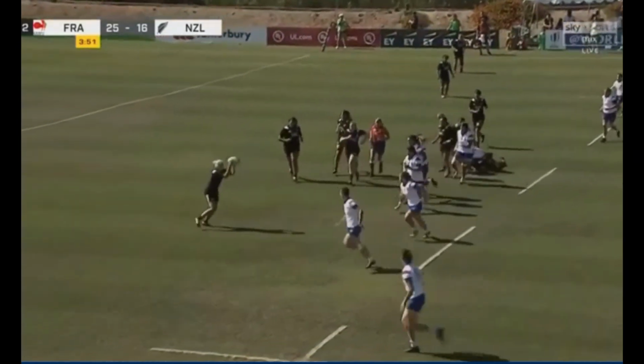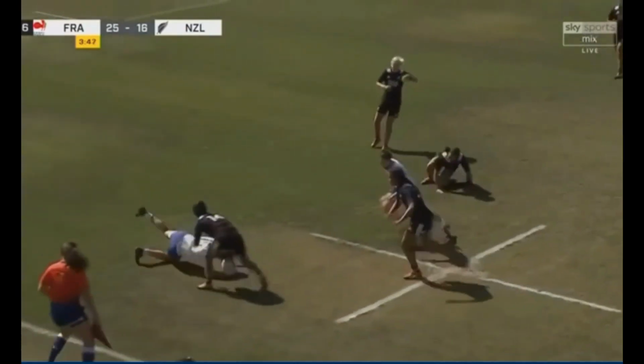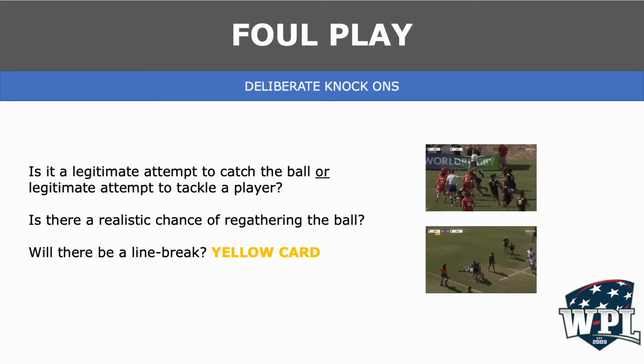So the question that the referee has to ask themselves is, was this a line break? For example, here it would have been a line break, and so a yellow card would have been appropriate. If an intentional knock-on happens in a probable try scenario, now we're looking at a penalty try and the yellow card being applied.